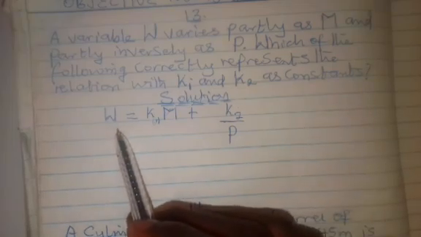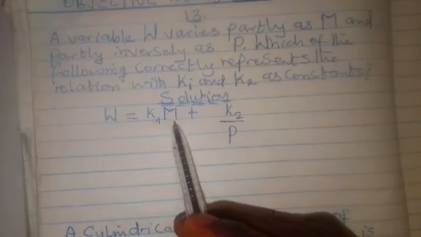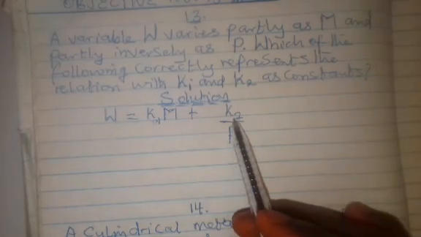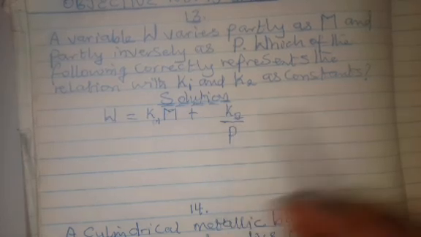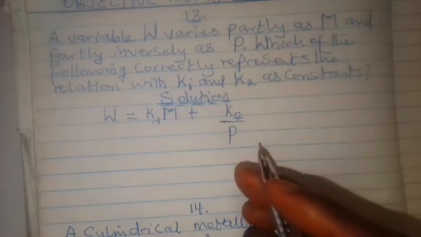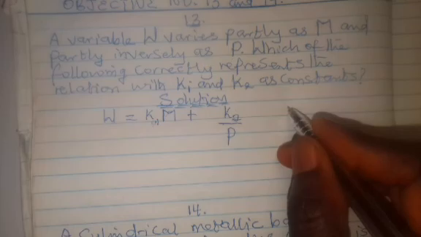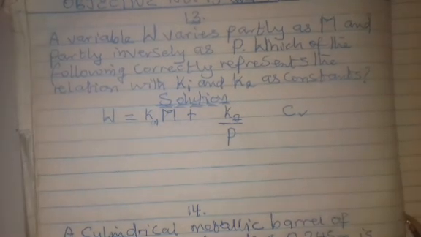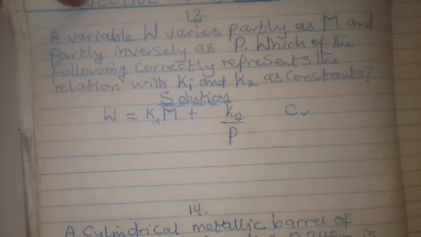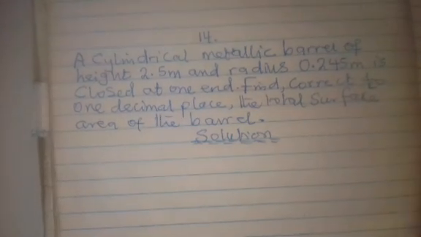So W is partly constant with M and inversely proportional or inversely as the second constant K2, as you can see here. So if you check the options in this objective question, you will see it corresponds to option C, and here is the right answer. Now, without wasting much time, let's quickly talk about the next question.